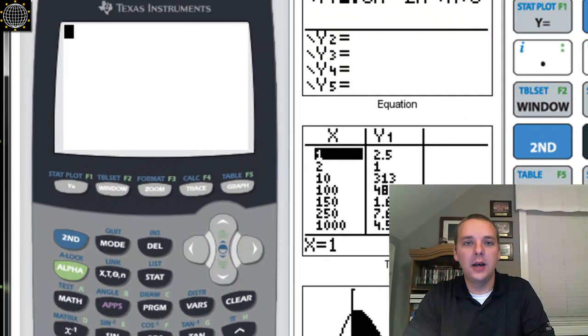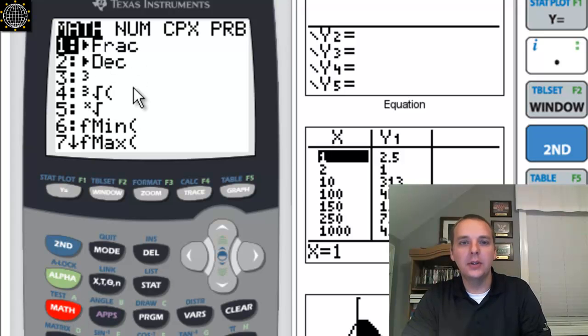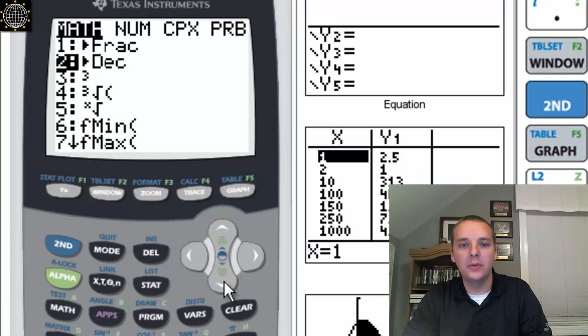We'll get our TI out right here. The first step, when you're on the main screen, is to go to the math button, which is on the left-hand side of your calculator. Second alpha, below that, is math, or somewhere around there. It'll bring you up to this screen, and you have lots of different options. Right here under the first column, if you scroll down, you'll see a few different options.